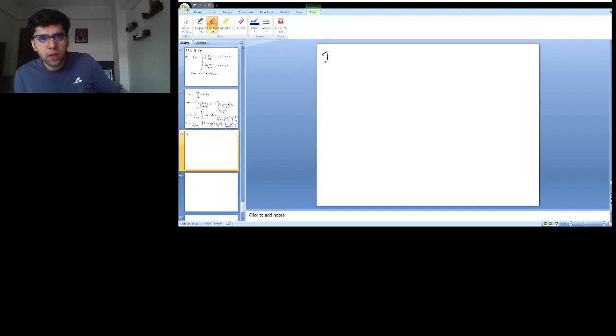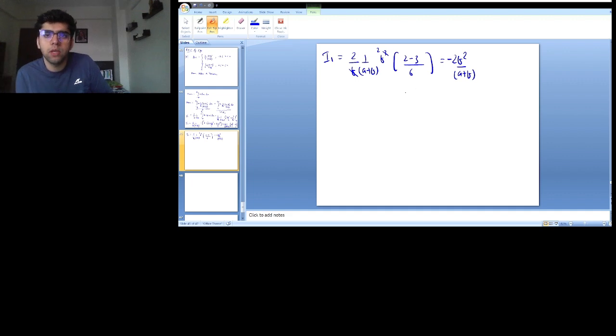Solving this, I1 will give me 2 upon b, 1 upon (a plus b), taking out b cube common, and this is 1 by 3 minus 1 by 2, which is 6, this will be 2 minus 3, minus this b and b goes away. I'll be left with 2b square upon (a plus b), and a negative sign, minus 1 here, so this will be minus 2b square upon (a plus b).